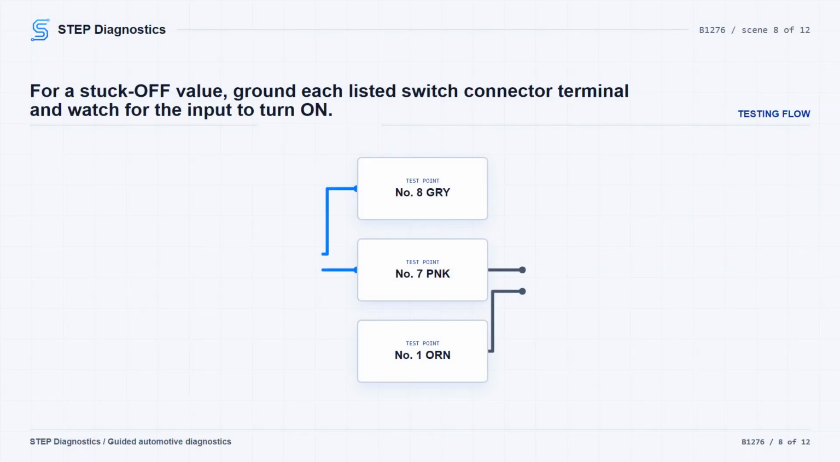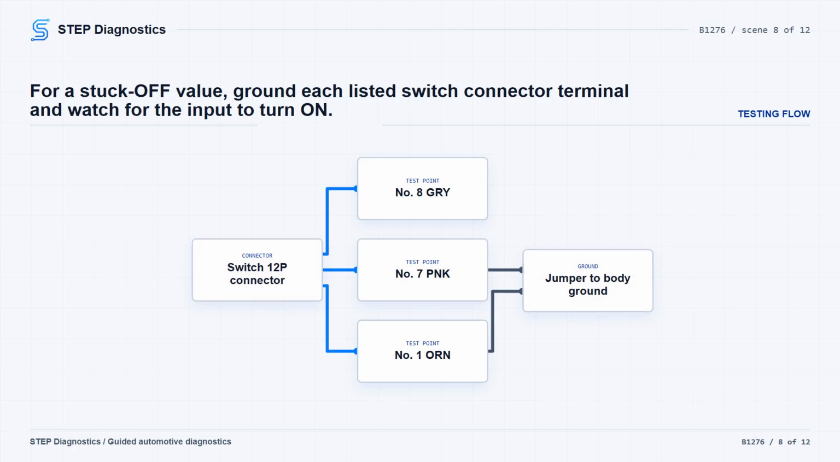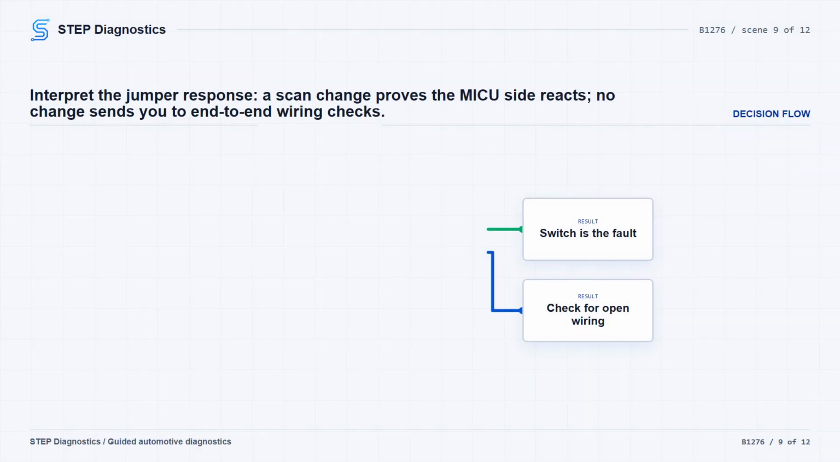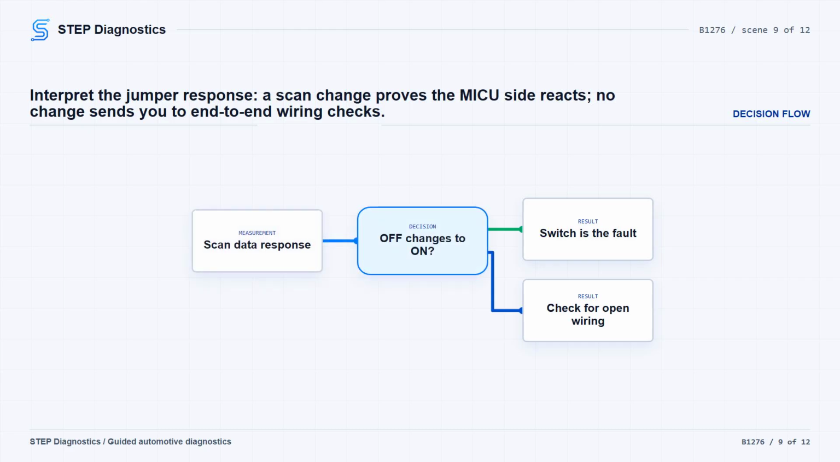If the earlier data list value was OFF, use a jumper wire at the combination light switch 12P connector to ground the switch inputs one at a time. Connect connector no. 1, ORN, to body ground. Then connector no. 7, PNK, to body ground. Then connector no. 8, GRI, to body ground. Watch the data list while you do this. If the value changes from OFF to on, the wiring and MICU side responded, so the diagnostic path calls the combination light switch faulty. If the value does not change from OFF to on, continue to the open wire and high resistance check.